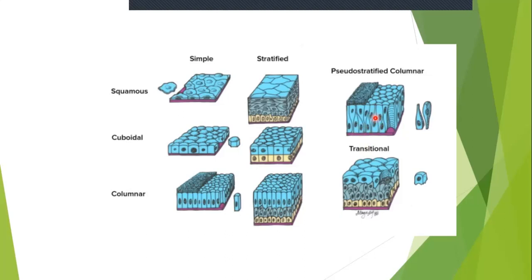Then here you can see not all cells reach the surface, but all rest on the basement membrane, the basal lamina. So this is pseudostratified columnar. Why columnar? Because the cells which are reaching the superficial layer are the tall ones, the columnar cells. Then you have transitional. You see the surface cells are somewhat dome shaped, and you can see this one is binucleated. So these are the umbrella cells.